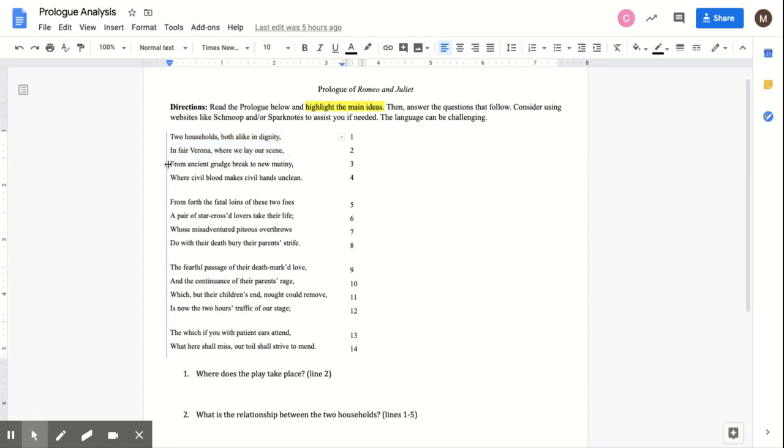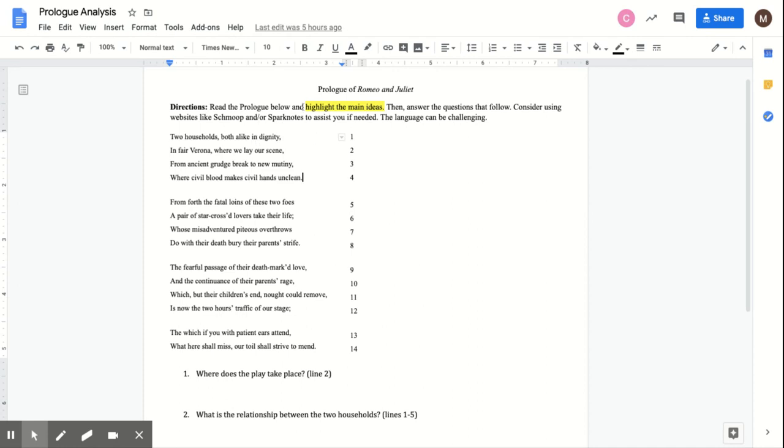Then if we go to the next part of the first section, it says, from ancient grudge break to new mutiny, where civil blood makes civil hands unclean. So there is some sort of ancient grudge between these two families, and they fight a lot. These families do not get along. They are actually called the Montagues and the Capulets in Romeo and Juliet. If you are familiar with the play at all, Romeo and Juliet are from different families, so they hate each other. Their families do anyway. So these two families have a huge grudge between each other. See if you can do the rest on your own. I know it's tough. Use those resources if you can, but just slowly go through.